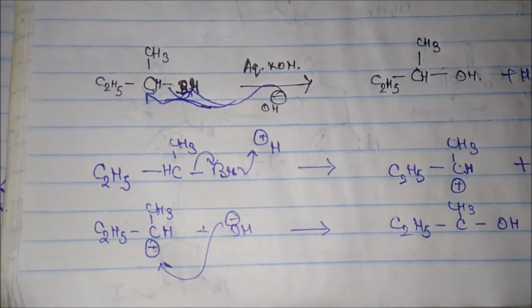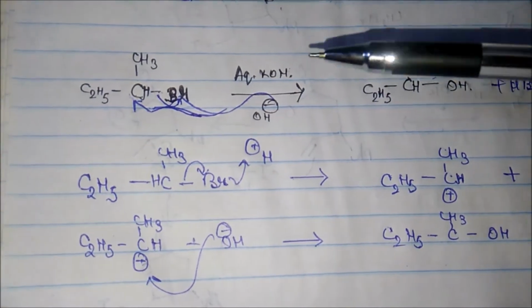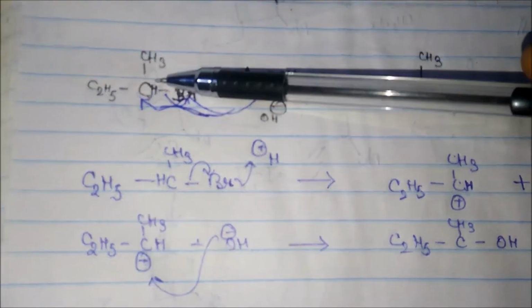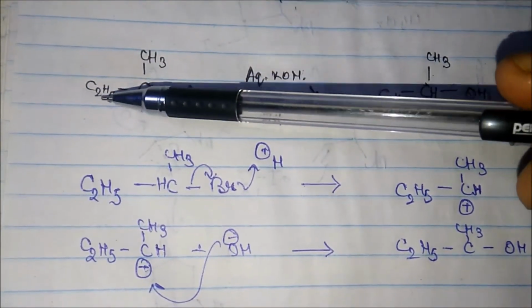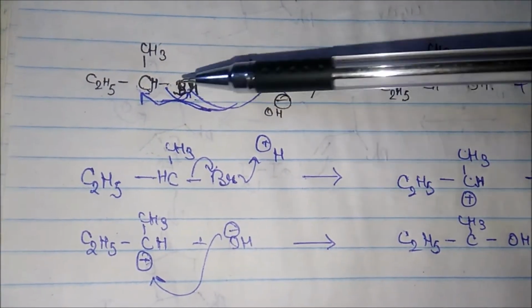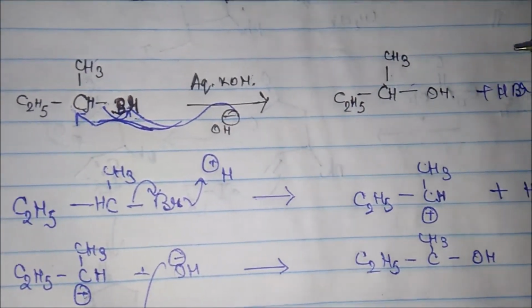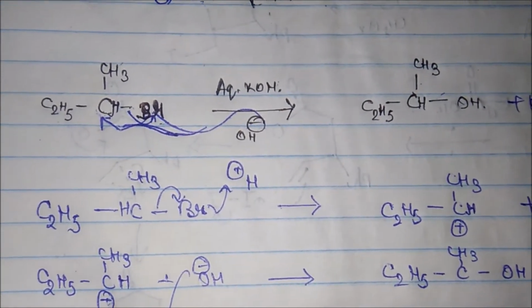Let's focus on a real life example, with a reaction obviously. So in this example we can see that this is basically a second degree carbon attached with C2H5, CH3 and a bromine. This is an alkyl halide. We treat it with aqueous KOH and we get the corresponding alcohol plus HBr.